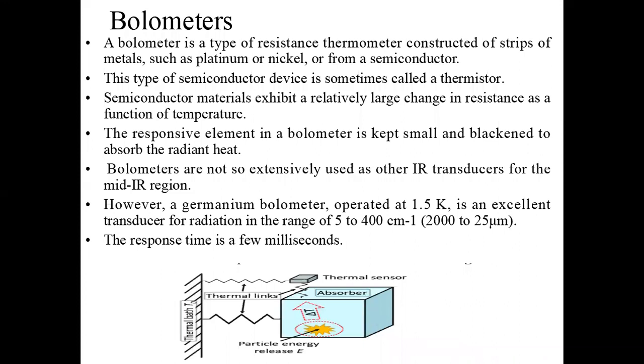And here is the construction of bolometers. There is a thermal bath which is represented by T naught, and in the middle there are thermal links which link the two, and there is also a thermosensor. In the diagram we can see there is an absorber, and delta D shows the differences, and the particle energy released is shown by E.